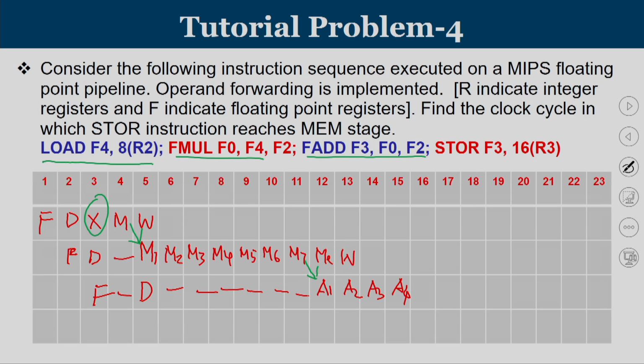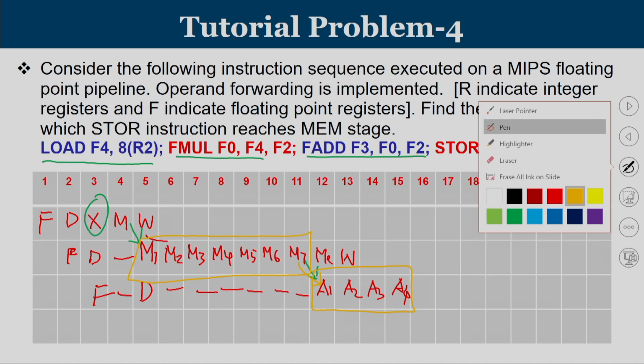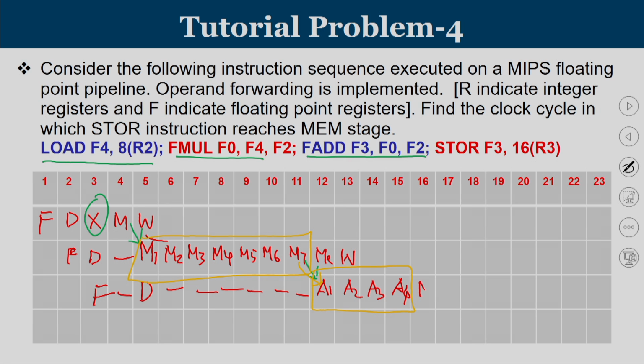So these are the 7 stages of multiplication, and these are the 4 stages of the addition. So we are trying to forward the output of multiplication to the input of adding. And if you continue the operations, it is mem and write back. So the add operation gets over at the 17th clock cycle.